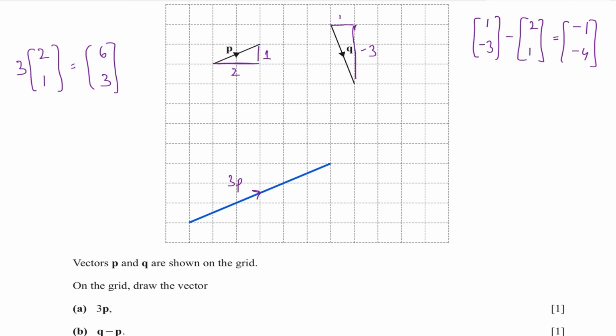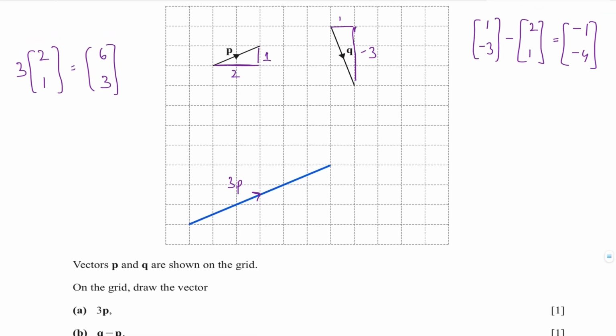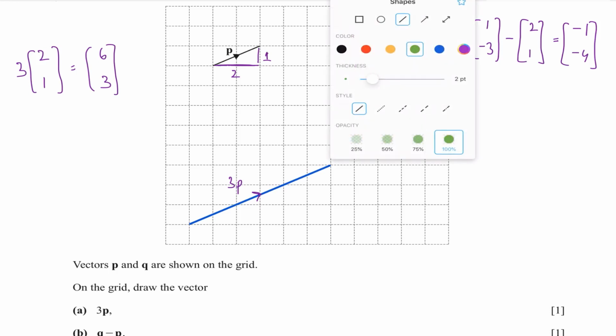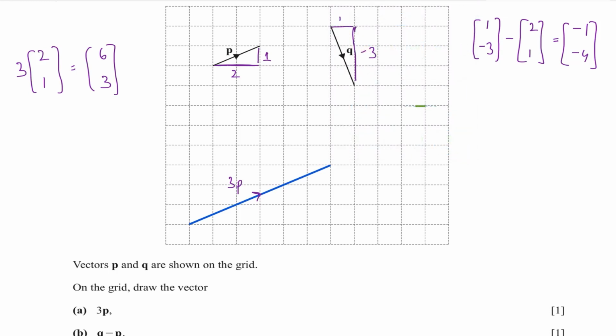So that means if I'm drawing a vector q minus p, I'll have to move 1 unit towards the left and 4 units downwards if I want to go from the starting point to the finishing point. So let's mark anywhere on the grid a starting point. Let's say this right here is a starting point. So this is 1 unit towards the left, and then 1, 2, 3, 4. So this is our vector q minus p.